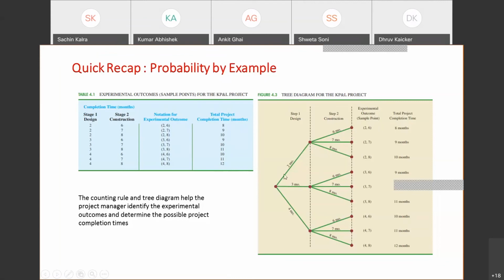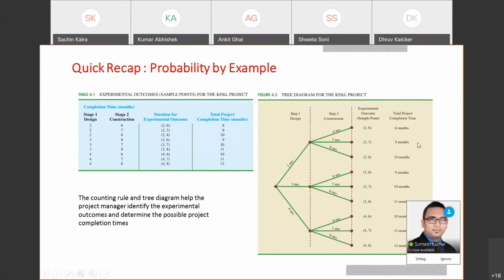Simple, that's it. For 2 months, there are 3 possibilities. In step two, development will take either 6, 7, or 8. Or for 3 months, it could be 6, 7, 8. For 4, again 6, 7, or 8. So we have got all the combinations, and we've got all the possible total project completion times. That would be 8 months, 9 months, 10 months, 9, 10, 11, 10, 11, 12.